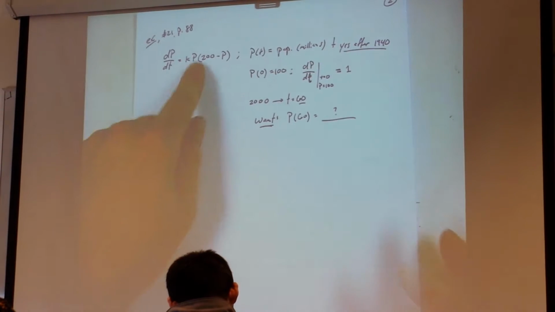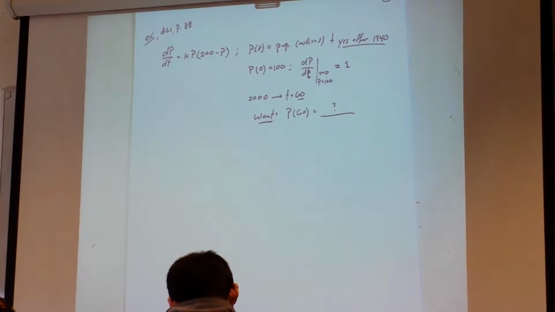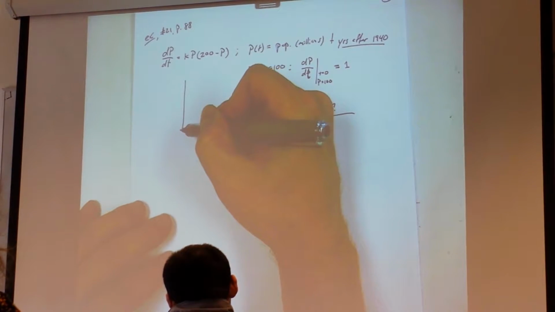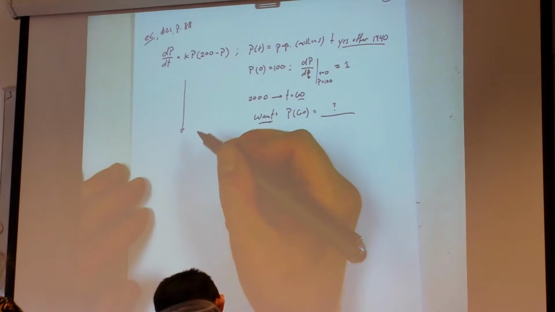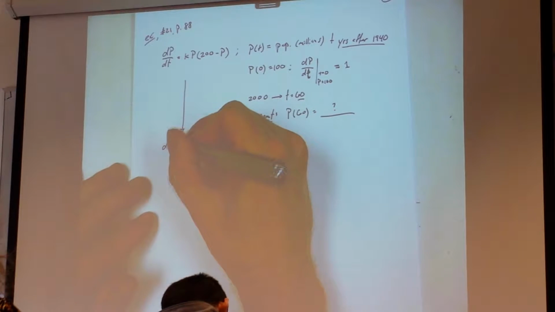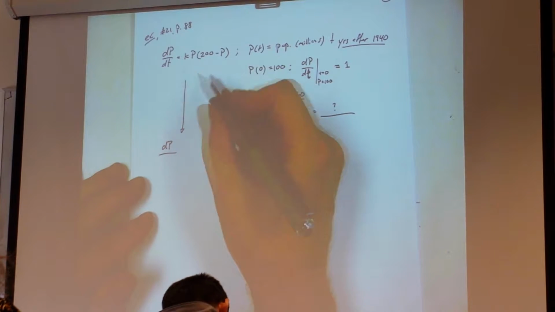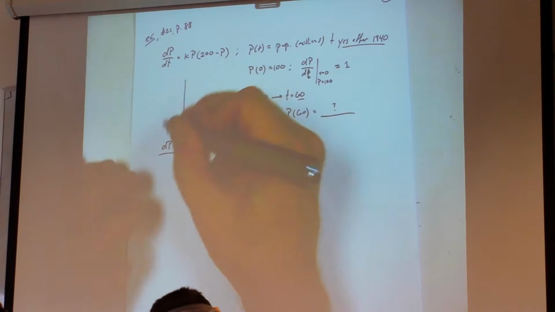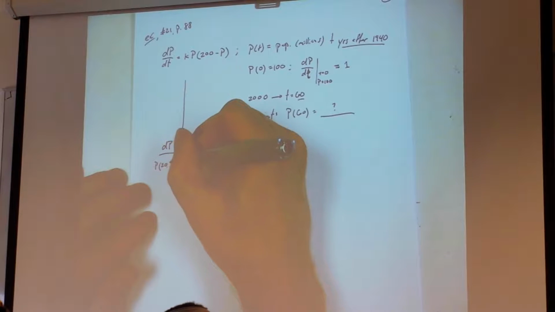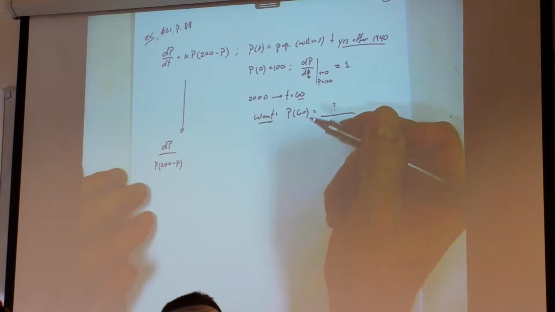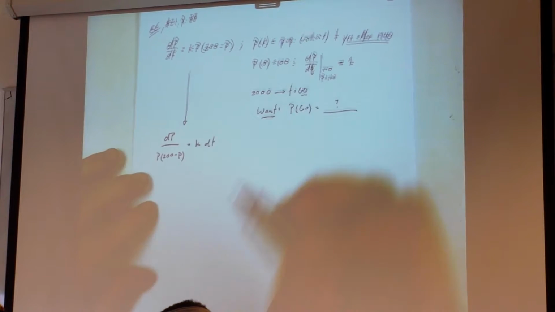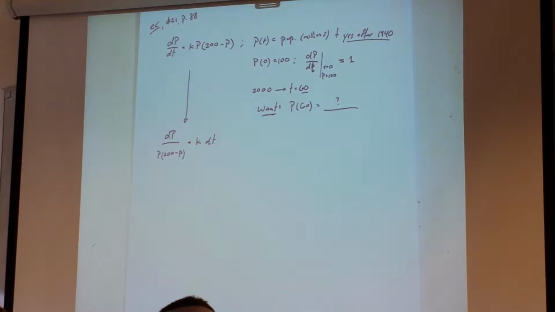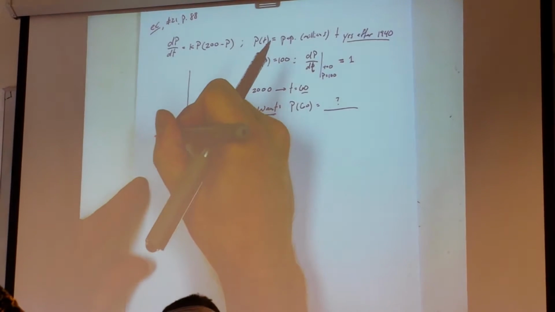All right, so we have to solve this equation. Well, it is separable. That's the good news. Chapter 2, we're not doing any of that stuff right now, well, not with this problem. I'm going to separate this as follows: dP over P(200 minus P) equals k dt. Okay, we're good with that? Now I have to integrate.